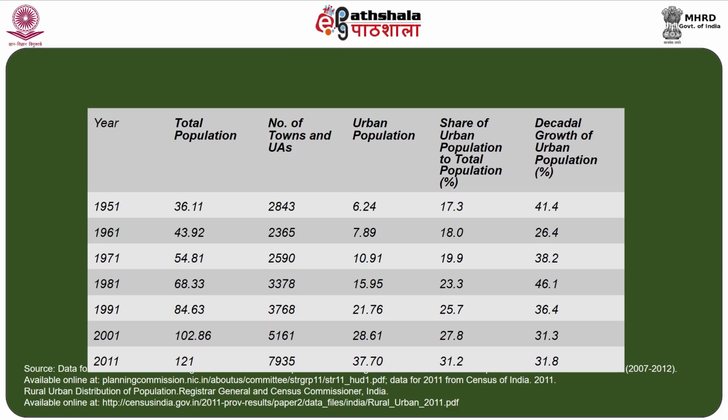But at the same time, if you look at the decadal growth rate of urban population, it shows that while it was 41% in 1951, it came down to 26% in 1961, and then 38% in 1971, further increased in 1981 to the extent of 46%, and from there the decline started, to 36% in 1991. 2001 shows 31%, and it is almost equal in the 2011 census at 31.8%.